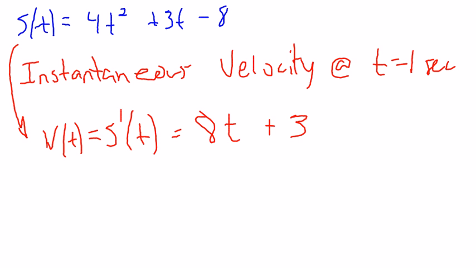There's no power, or there is a power, it's 1. But 1 times 3 leaves me with 3. Drop the power from 1 to 0, then I get just straight up 3. And then the minus 8 doesn't have anything, it's not changing at all, so it just goes to 0. So now I need to find v of 1, which is simply 8 times 1 plus 3, which gives me 11.